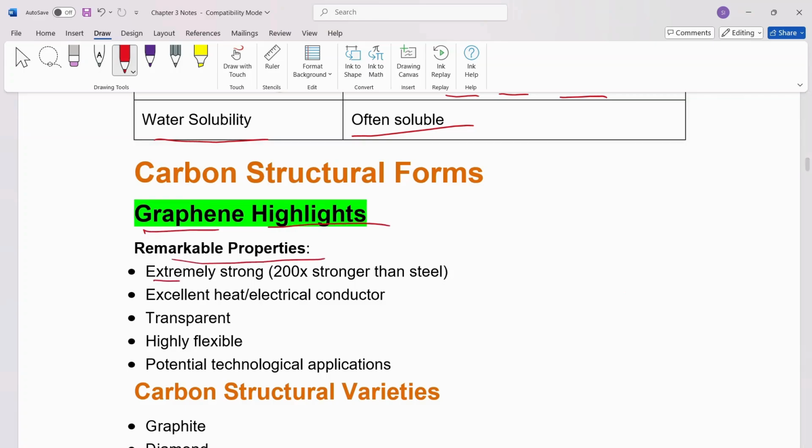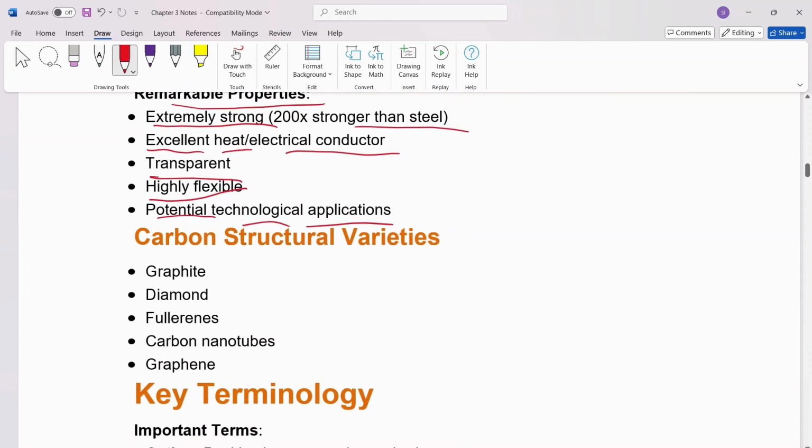Graphene highlights remarkable properties: extremely strong, 200 times stronger than steel. Excellent heat and electrical conductor, transparent, highly flexible, with potential technological applications that can be built on it. Now we have carbon structural varieties such as graphite, diamond, fullerenes, carbon nanotubes and graphene.